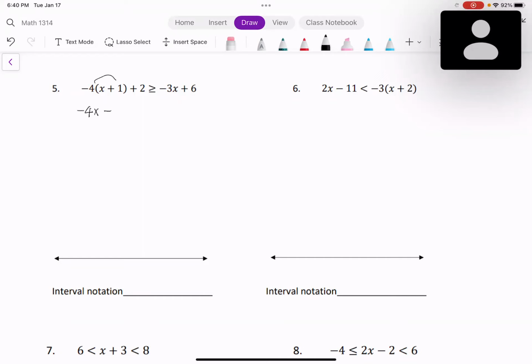-4x minus -4 times +1 is -4, plus 2 greater than or equal to -3x plus 6. Combine like terms, -4x minus 2 greater than or equal to -3x plus 6. I must get rid of the -3x from one side, or you can also add 4x to both sides, get rid of the x on the left hand side. So I'm trying to get rid of the -3x. Let's add 3x to both sides.